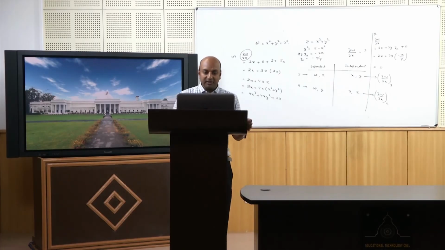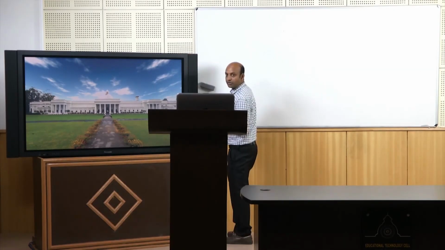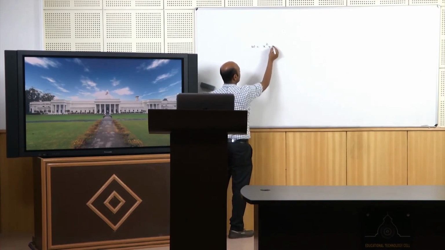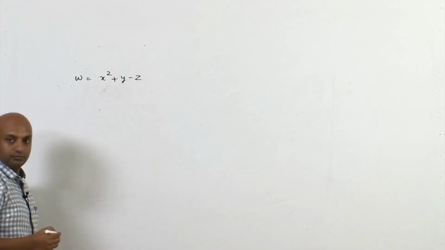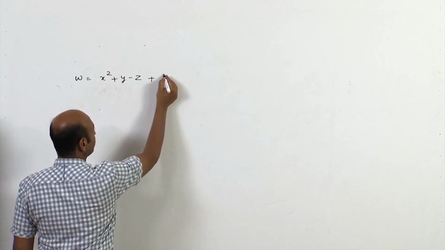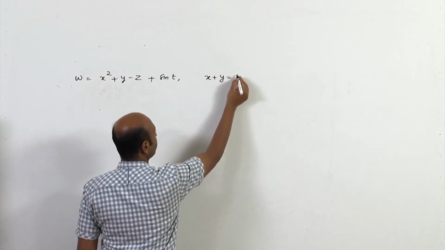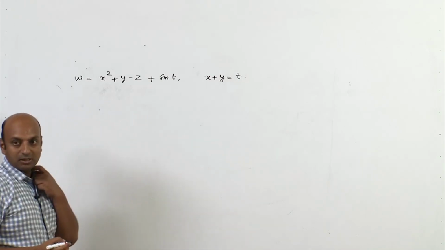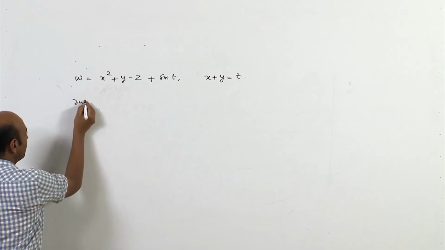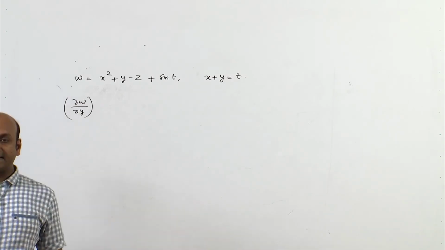So, based on this we have some problems. Suppose we have the first problem, we want to solve it. The first problem says w is equal to x square plus y minus z, plus sin t, where x plus y equals t. Suppose you want to solve the first part, that is del w by del y with x and z.